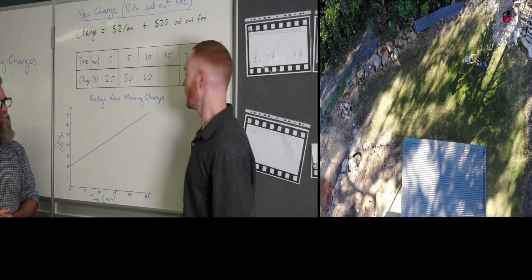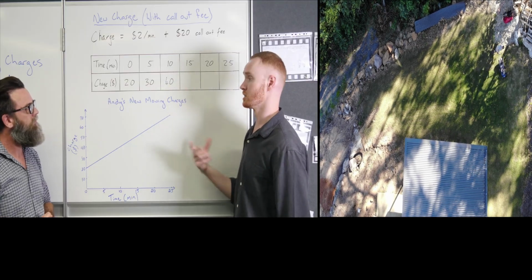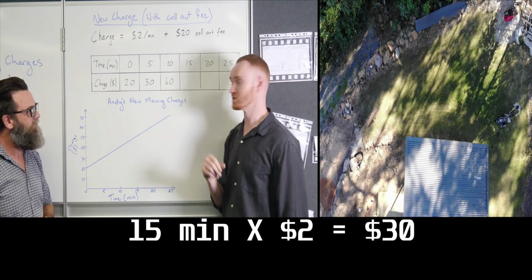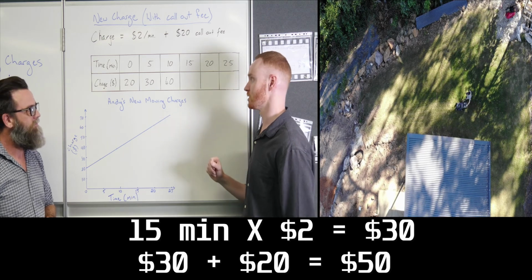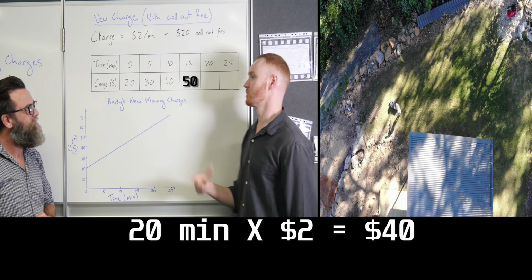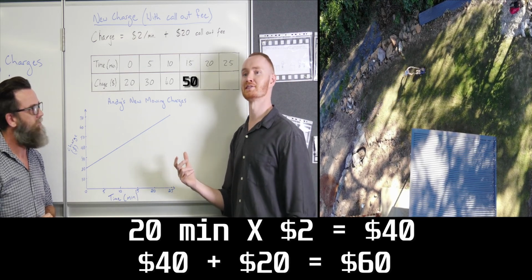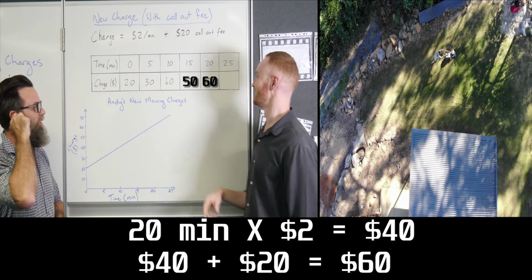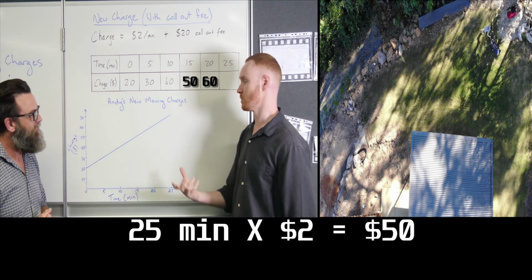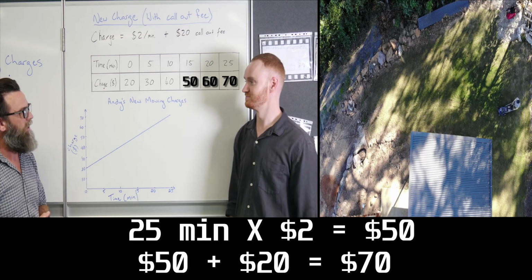Exactly. I understand. And you can see this trend continues up the table. So mowing for 10 minutes, I get $20 plus my $20 call out. 15 minutes, $2 per minute, $30 plus my $20 will give me $50. Exactly. 20 minutes, I'm going to double that again to get my $40 plus my extra 20, which, Mr. Ellis, how much will that be? 60. He's onto it this time. Well done, Mr. Ellis. And of course, finally, if I do the 25-minute job again, double that for $50 plus 20 for 70. That's unbelievable stuff. Good money. Very good.